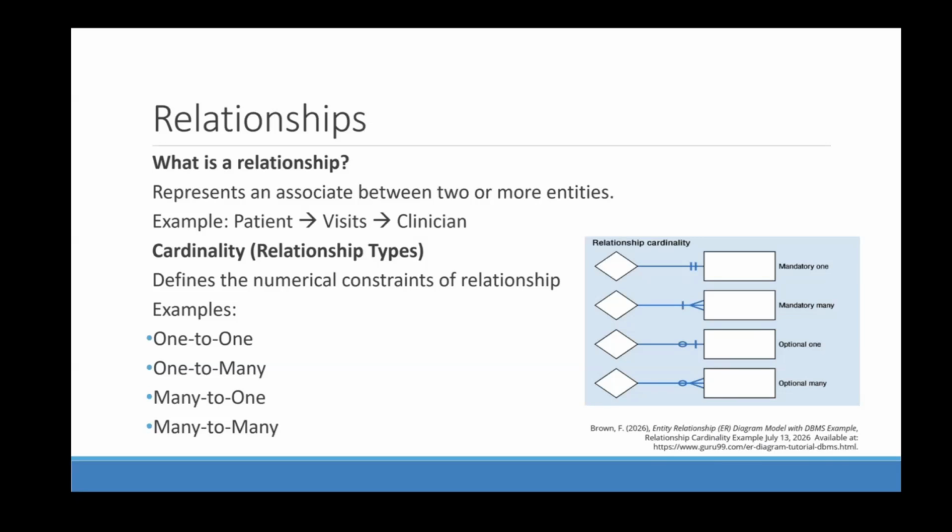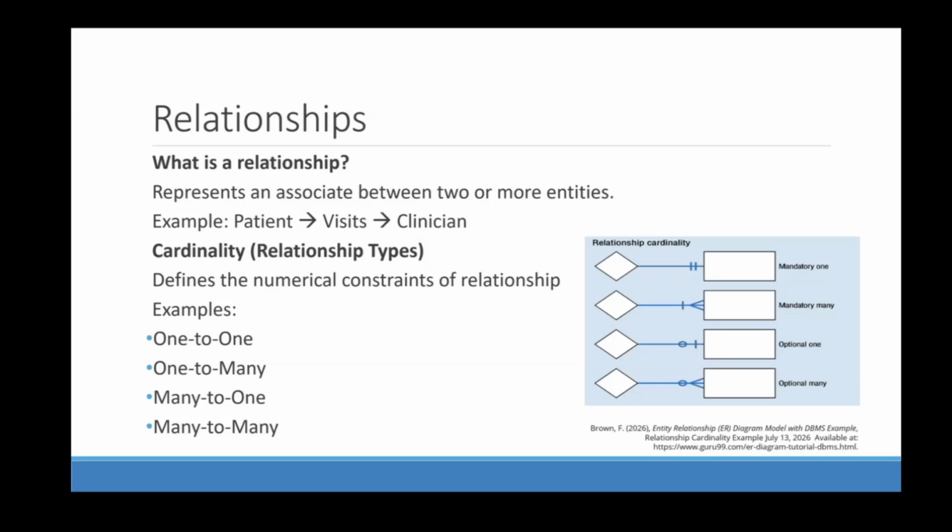The next one is one-to-many. An example of this is a clinician goes to treat a patient. One-to-many means that one entity can be associated with multiple entities, but each entity on the other side is associated with only one. An example of this is one clinician can treat many patients, but each patient is assigned to one primary clinician. This is one of the most common relationships in healthcare databases.